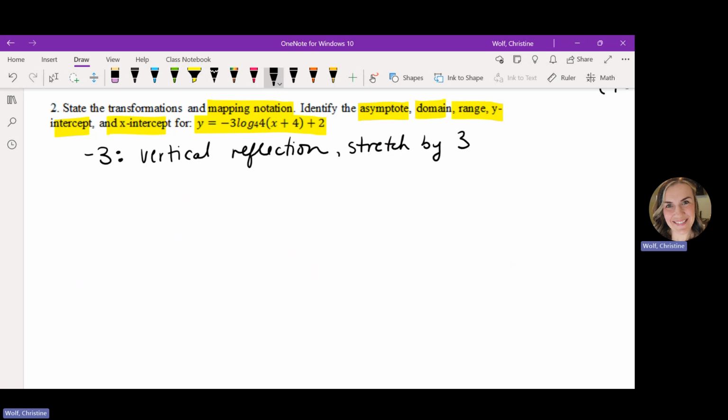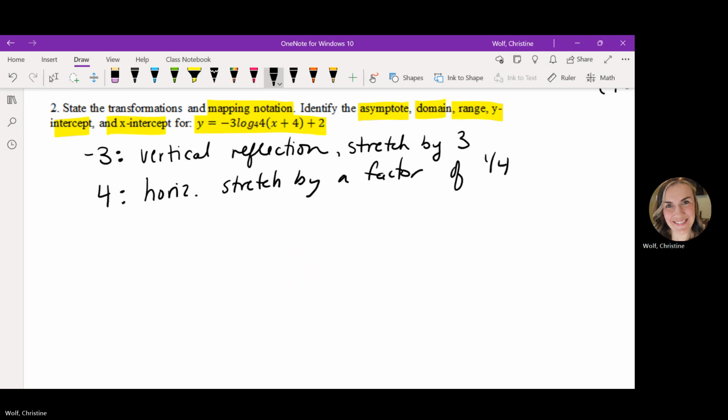Okay, that little teeny tiny 4, that's not a transformation. That's the base of the log. Leave him be. But then the big 4 on the outside of the bracket, that's your b value. B is always outside of the bracket of x. So that means we have a horizontal stretch by a factor of 1 over 4. You got to flip that b.